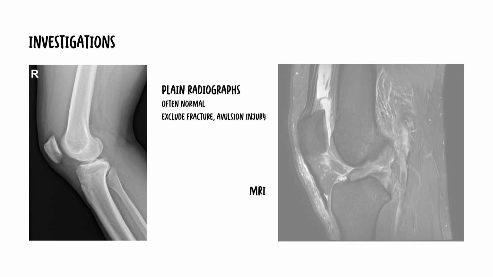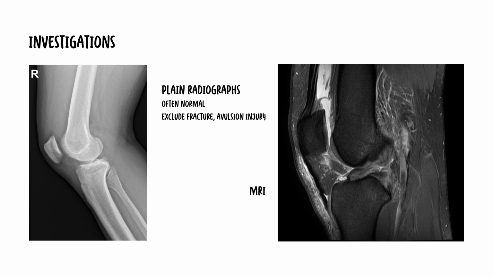For investigations, plain radiographs are often normal, but are useful in acute trauma to exclude fractures or avulsion injury. MRI is the investigation of choice to confirm the ACL tear and identify associated meniscal, chondral, or other ligamentous injuries. However, an ACL tear remains fundamentally a clinical diagnosis supported by imaging, not an MRI diagnosis made in isolation.